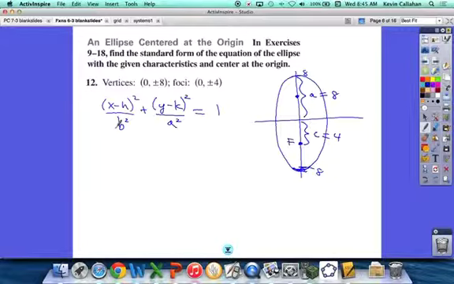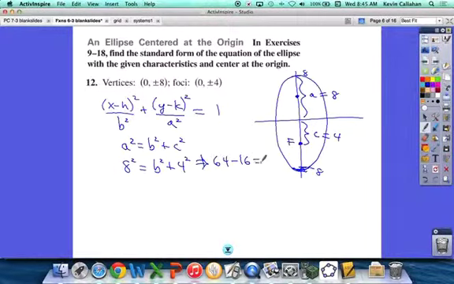And how are we going to do that? With that Pythagorean theorem looking kind of thing. So you're going to go to a squared equals b squared plus c squared. And you can fill in for what you know. a is 8, c is 4. 8 squared equals b squared plus 4 squared. So 64 minus 16 equals b squared. b squared equals 48.